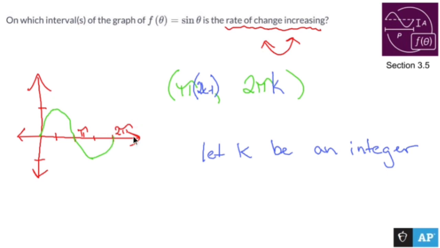So since this is a repeating function, since it's sinusoidal, we have an infinite amount of answers, and that's how we're going to write it out.